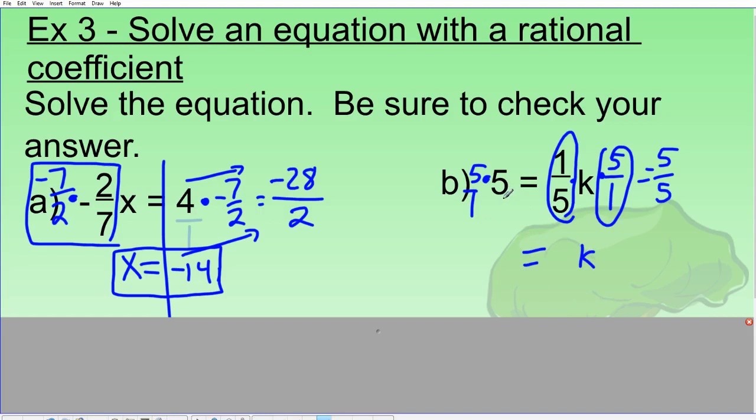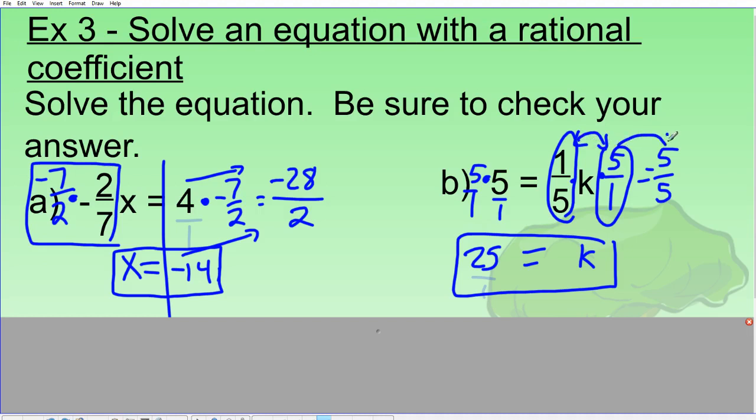On the other side, when you multiply, you have to turn your whole number into a fraction by putting it over 1. You multiply across the top, you multiply across the bottom, and you get 25 over 1, which you don't really need the over 1, so we'll just call it 25. So k equals 25, or possibly 25 over 1. By multiplying by the reciprocal, we are canceling out the fraction. We're making the fractions equal 1. And we do not need the ghost 1 in front of the variable.